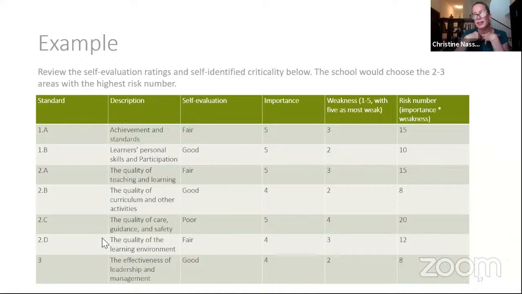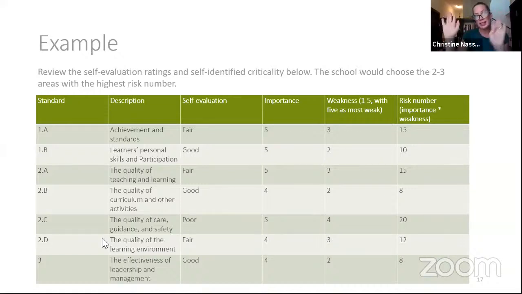After you do that, give yourself a ranking as to how important this standard is based on your vision. So for example, if your vision is about student outcomes and getting into the right university, then achievement and standards would probably be at the highest point for meeting your vision. If it's more whole child development, it might be that that importance is a little bit lower for achievement and standards, but maybe a 3, right? And maybe a 5 then for personal skills and participation.